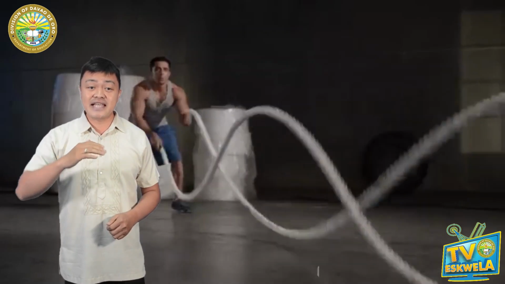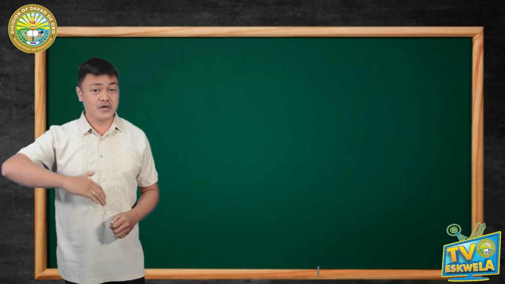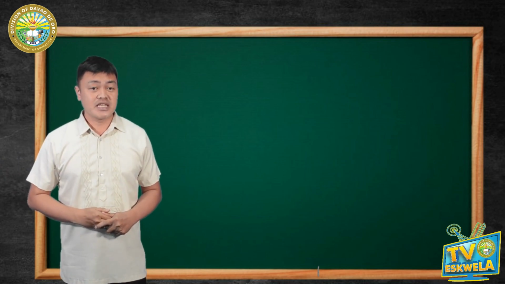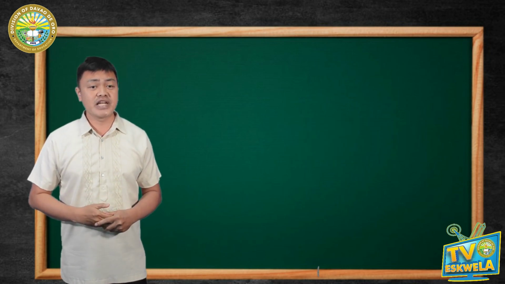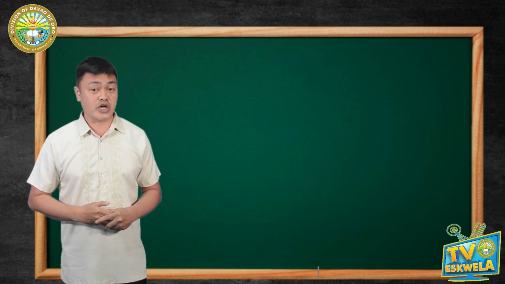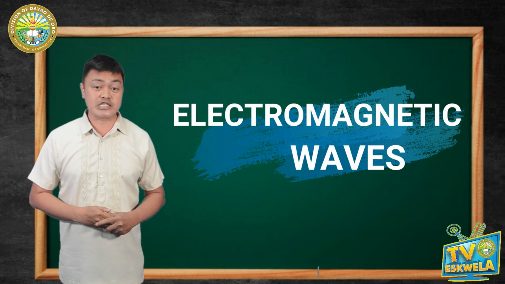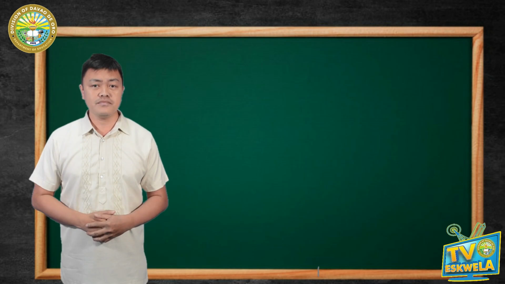When you move your hands up and down while holding one end of a rope, you create a wave on the rope. The waves you created may look different depending on how fast you move your hand. Similarly, if you move an electrically charged object back and forth in an empty space, you will create electromagnetic waves in space. But what is an electromagnetic wave?